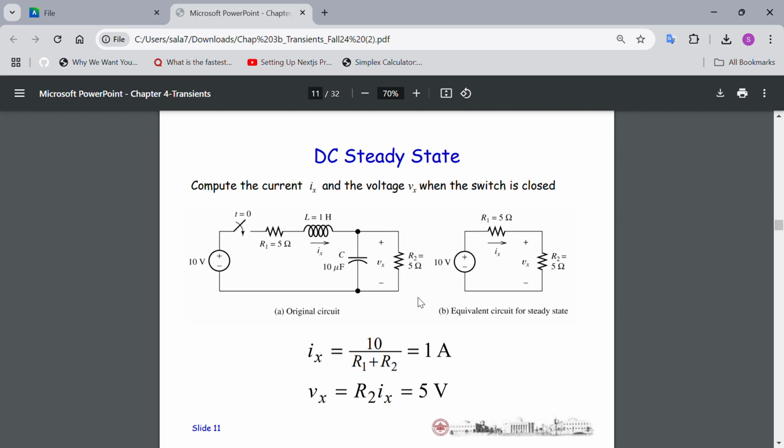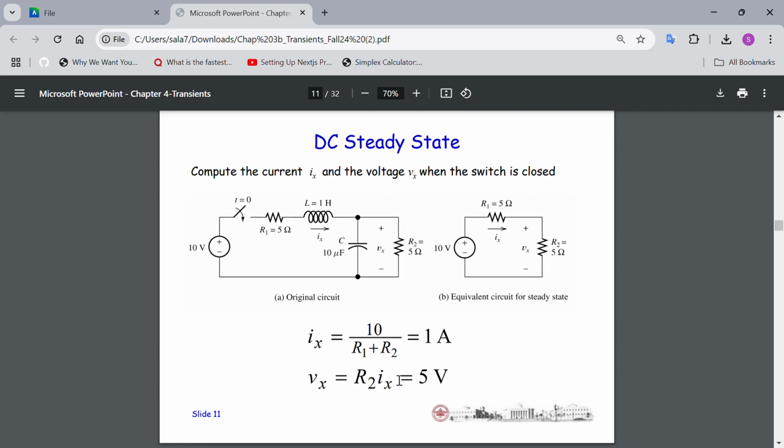We can use Ohm's law. Ix is just the voltage source, 10, divided by R1 plus R2, the sum of the two resistances. Since they are in series, the equivalent resistance is the sum of them, which is 10, which gives us 1 ampere. As for Vx, it is just the current times the resistance, which is R2 times Ix, which is 5 times 1, which is 5 volts.